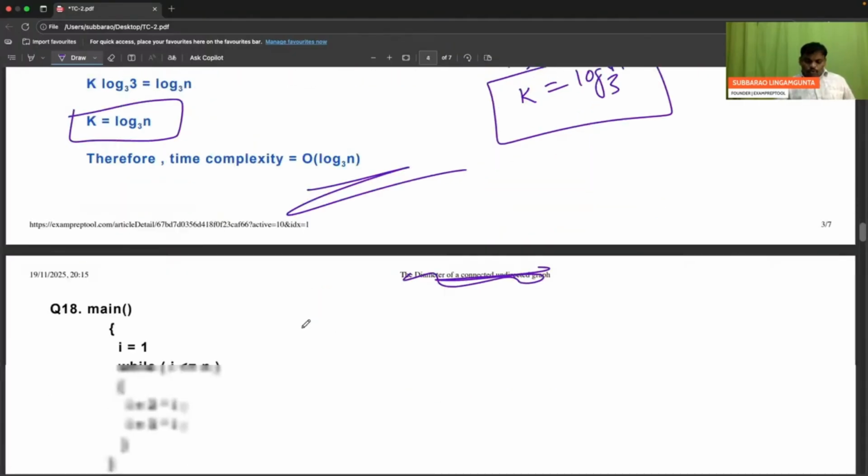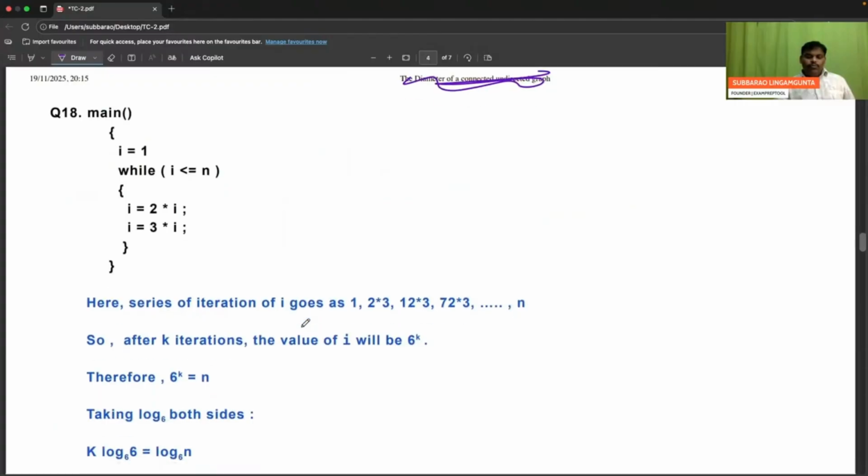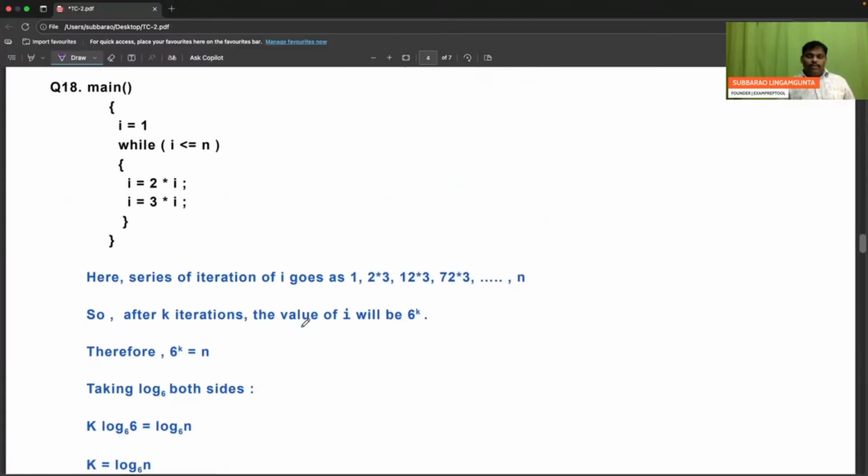Right. Let's move to problem number 18. Can you see problem number 18? Everyone observe.